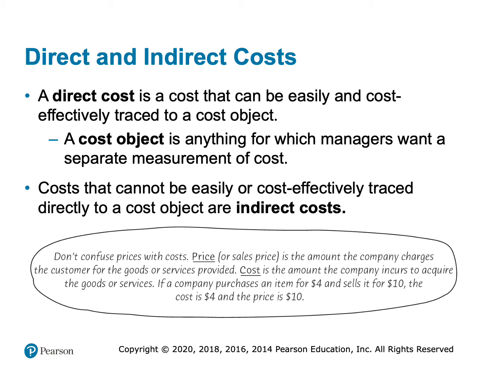So if it's something that I can't measure easily and conveniently, then it's what we call an indirect cost. An indirect cost is one of those things that we can't measure. So for materials, if I can easily track exactly how much materials I'm using, then that's a direct materials cost. Like the tires, like the windows. I can look at it and say, well, there's 4 windows in this car. I can track that.